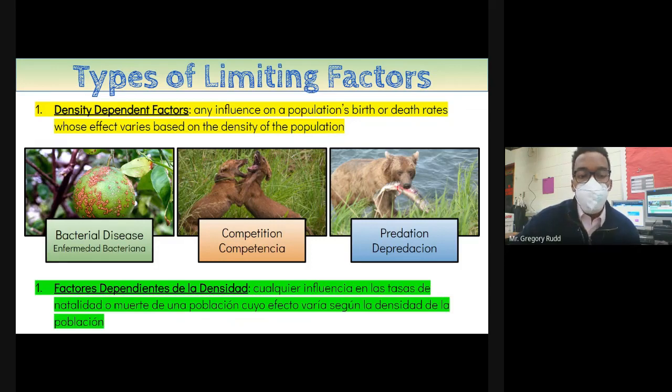If there are only 2 people in a room, even if one of them does have the virus, it can only spread to one person. So the overall impact on the population is not going to be very large.